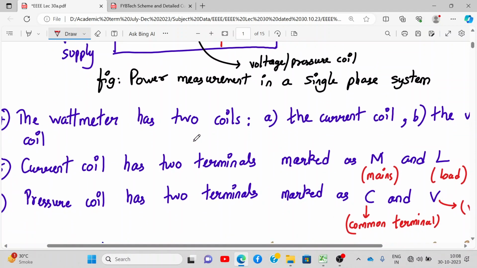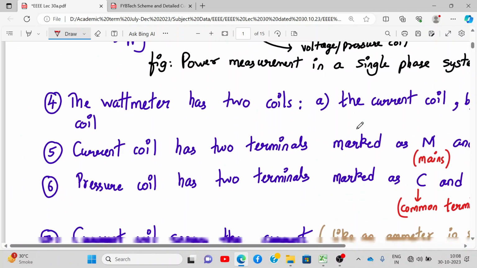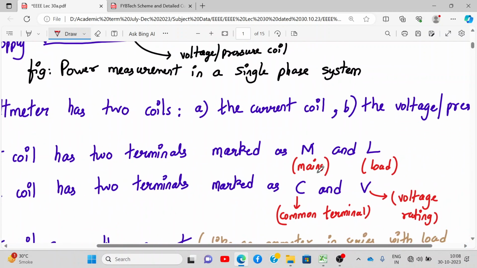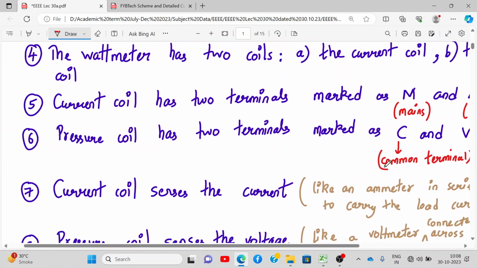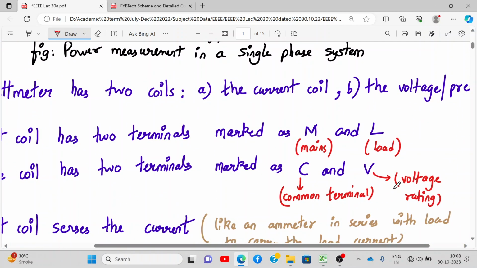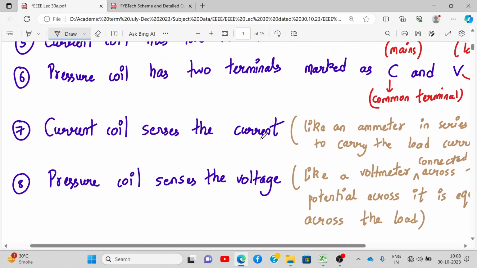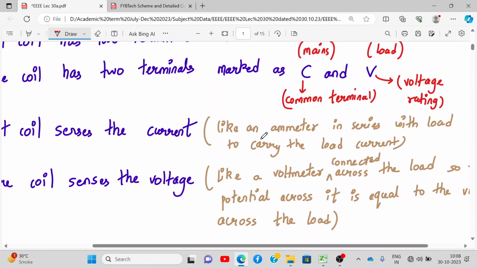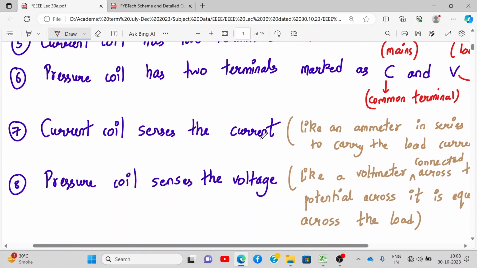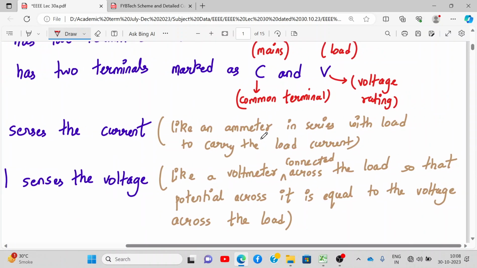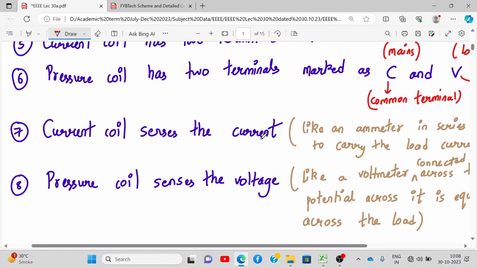Now this wattmeter has two coils, current coil and pressure coil. Your current coil has two terminals marked as M and L. M is mains and L is load. And your pressure coil has two terminals marked as C and V. C is the common terminal and V is the voltage rating. Okay. So what does it do? Current coil senses the current just like an ammeter in series with the load to carry the load current. And pressure coil senses the voltage just like a voltmeter connected in parallel with a load. Alright. So this current coil and pressure coil work together to give you current and voltage.